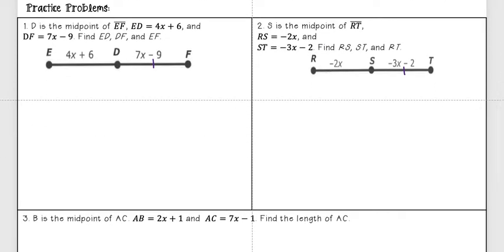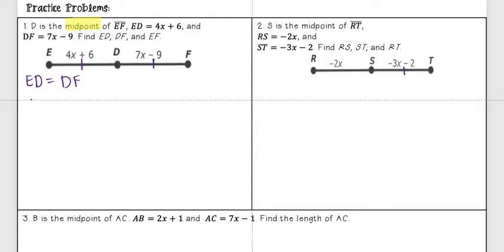So here it says that D is the midpoint, keyword there, of EF. I'm told that ED is equal to 4x plus 6, and so on. I want to find the length of ED, DF, and EF. So first, when I see a midpoint, I know I want to put my tick mark so I know what's congruent. So I know DF is congruent to ED. And so now I'm going to create an equation from that. So then being congruent, that means that ED is equal to DF. So that's what congruent means.